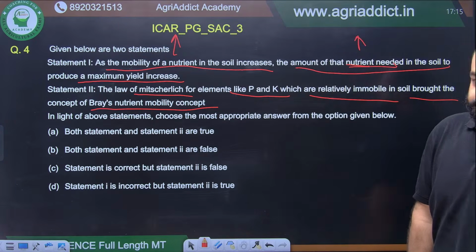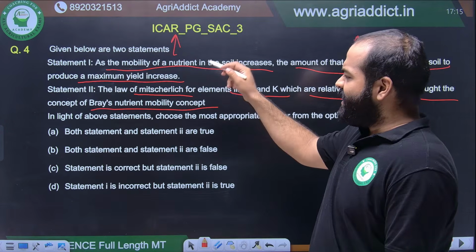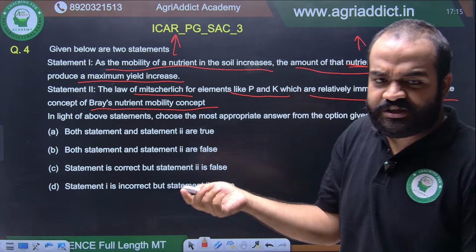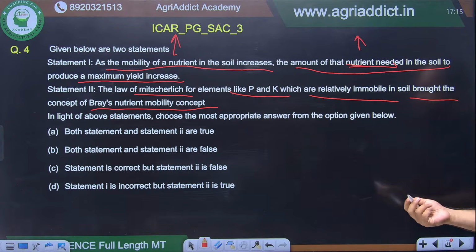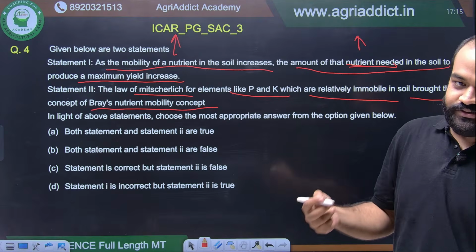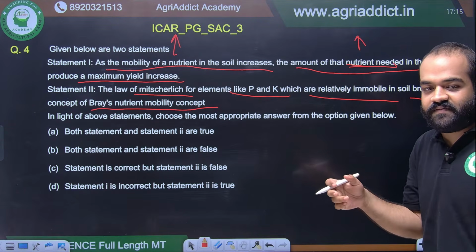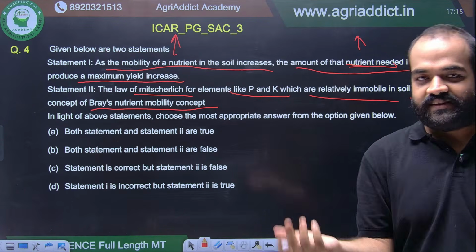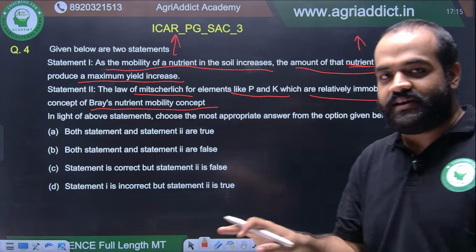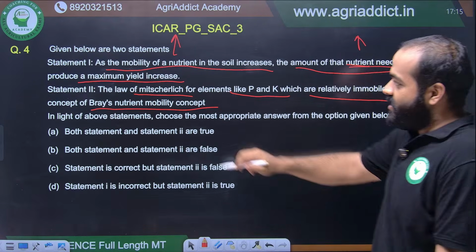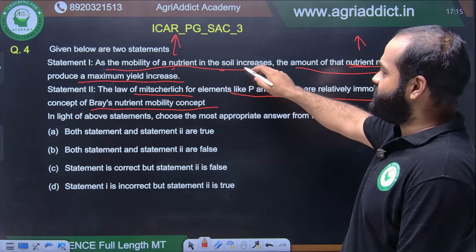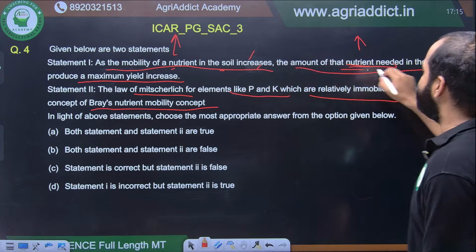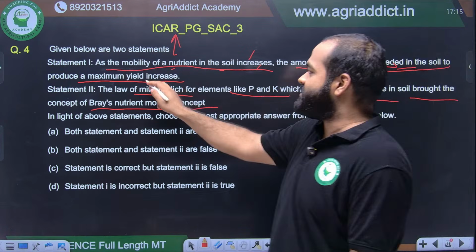So tell me. With this type of question, which is a bit tricky and a bit lengthy, you have to go word by word. You see whether in any word they have put any "not" or anything negative that might make it incorrect, all right? So you go word by word. Mobility of a nutrient in the soil increases, there is nothing wrong here. Amount of that nutrient needed in the soil to produce a maximum yield increases.